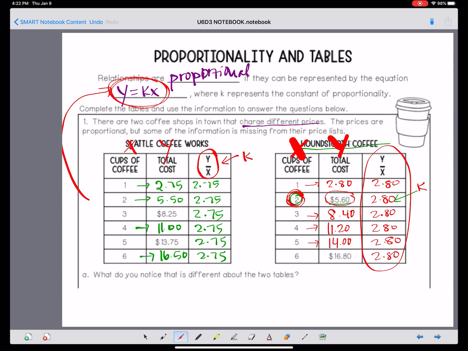So what do we notice is different about the two tables? Well, one price of coffee costs 5 cents more than the other.